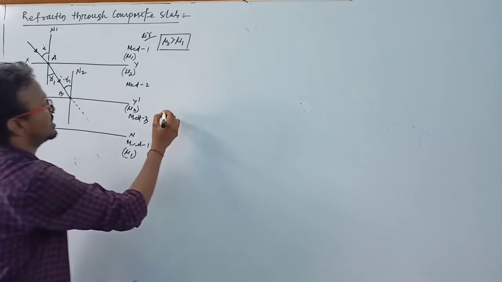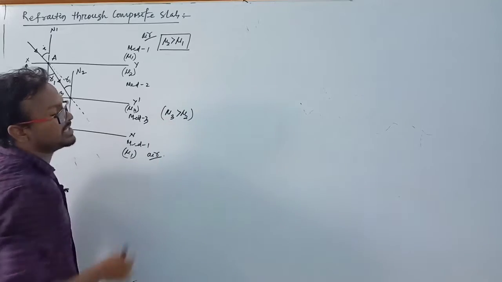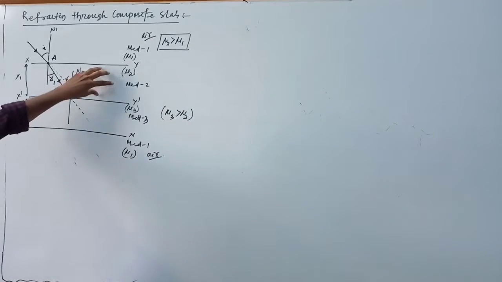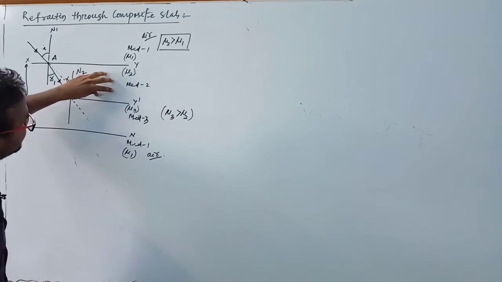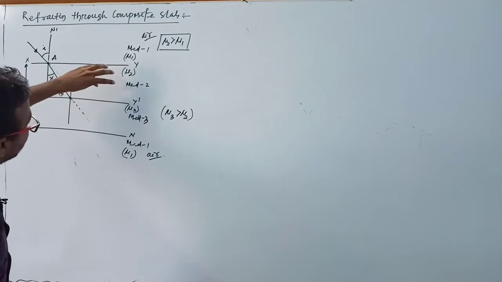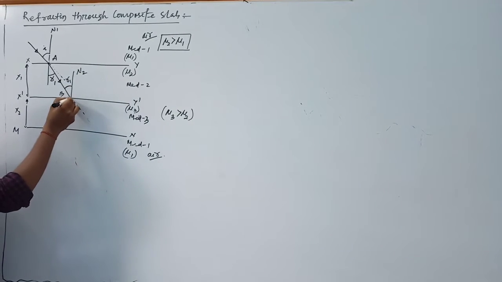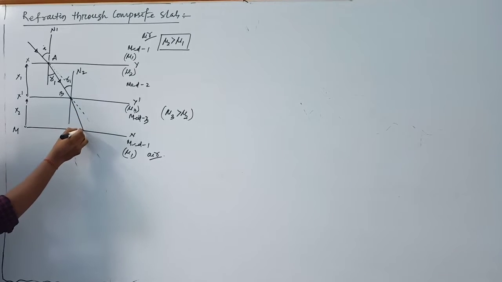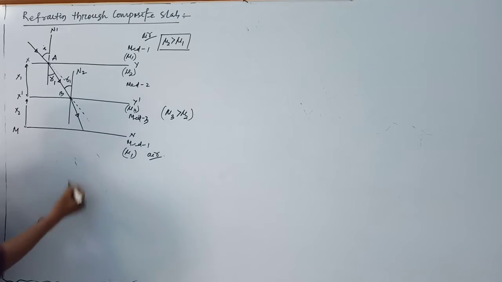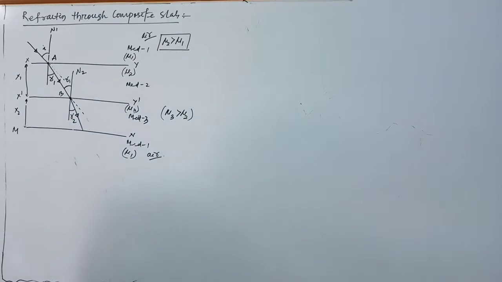Now if we choose mu3 greater than mu2, which medium is the denser medium? If we compare these two media, this medium is the rarer medium and this medium is the denser medium. So when light travels from a rarer to a denser medium, it bends towards the normal, like this. Clear? And this angle is known as the angle of refraction. Let it be R2. This is angle R1 and this angle R2.